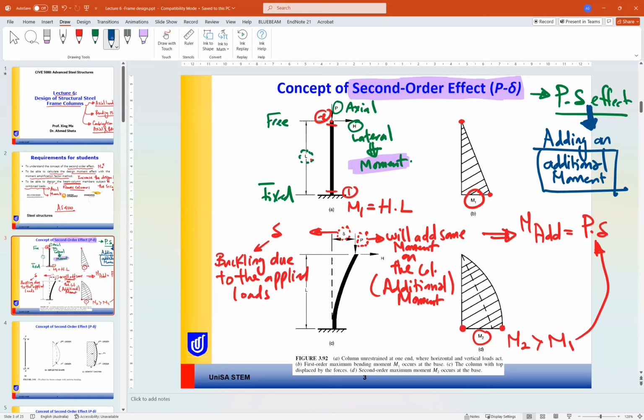So if your first order design moment is M1, the actual design moment considering the second order effect should be M2, where M2 is bigger than M1 by the value of the B delta effect. Okay, do you have any question about this part?